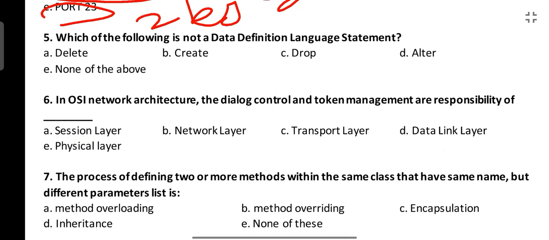Next is, which of the following is not a data definition language? So create is a DDL, drop is DDL, alter is also DDL, delete is not a data definition language. This is data manipulation language, DML. I have discussed this in my previous video. DDL, DML, all concepts are there in detail.